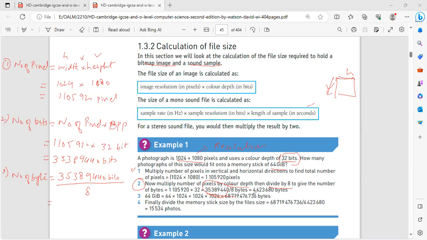How many bytes have they got here? 4,423,680 bytes. Remember, when you go from bits to bytes, you only have to divide by 8. You have 8 bits, okay? Because 8 bits equal 1 byte. So whenever you have to convert from bits to bytes, only divide the number of bits by 8. You got it?